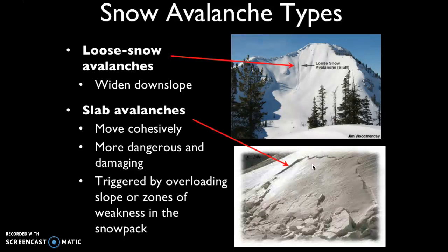So they tend to be more dangerous and more damaging than the loose snow avalanches, because anything that is triggered along any part of this kind of weakened area is going to cause anything along that area to go downwards as well. So it's not like if you trigger something here, only this part is going to come down, but the whole thing is going to come down.